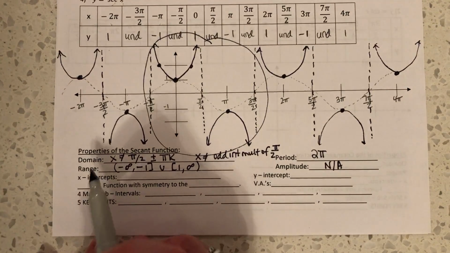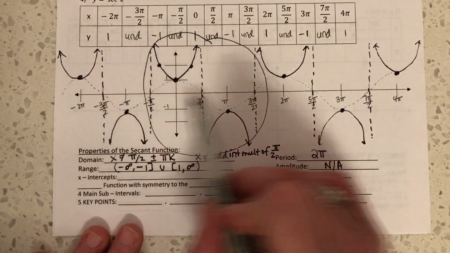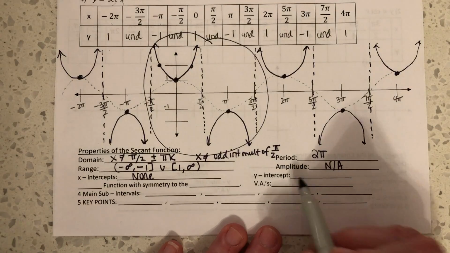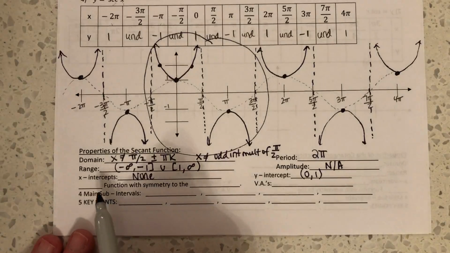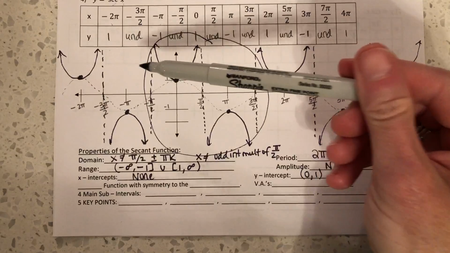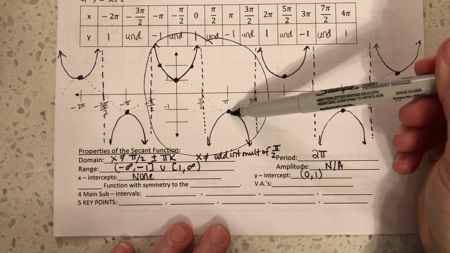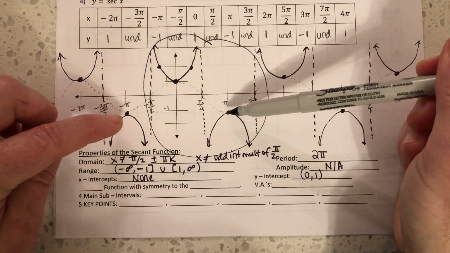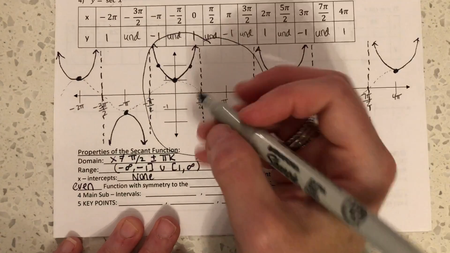His x-intercepts, he does not have any x-intercepts because of this huge gap. No x values make a y value of 0 come out. So none. He doesn't cross the x-axis. All right, his y-intercept, he actually has one right here at 0, 1. Okay? If you remember, the cosine function was even. So being that secant is his reciprocal, he's also even, right? Think about it. When pi went in, negative 1 came out. When the opposite of x went in, negative 1 still came out. That is even function behavior. And he has symmetry to the y-axis.